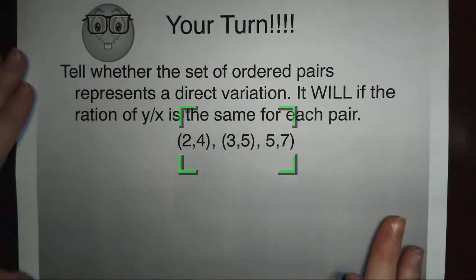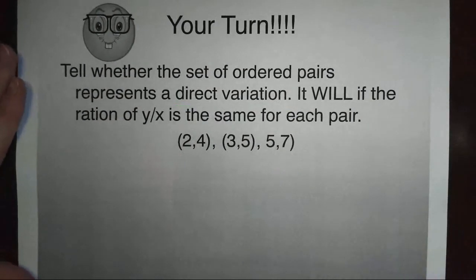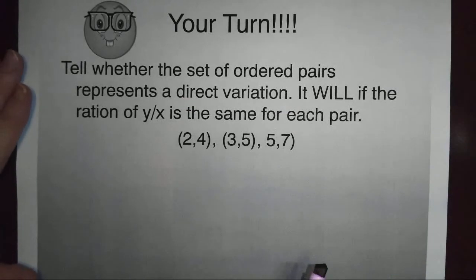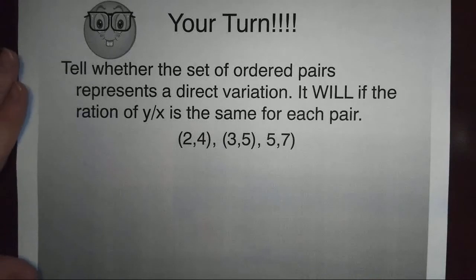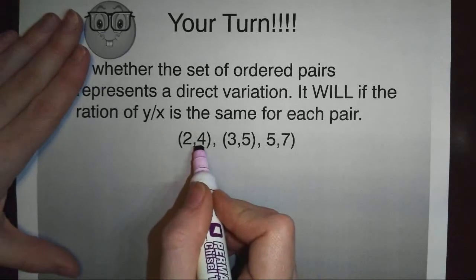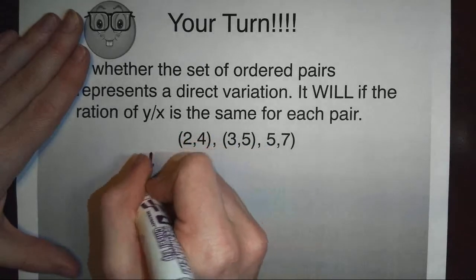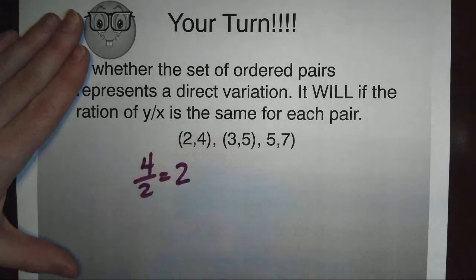Now let's try another. We want to tell whether this is a direct variation. So we're going to take each pair and divide y by x, and if we get the same number every time, it's direct, and if we don't, it's not. So here we've got 4 divided by 2. 4 divided by 2 is 2.